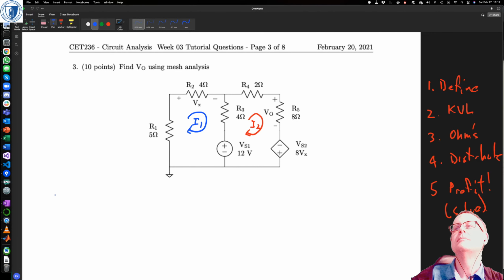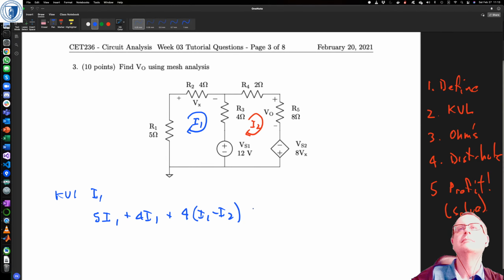doing KVL, you have the voltage through the 5 ohm resistor, which would be 5 times I1, plus the next resistor, which is 4 times I1, and then the middle resistor, which you'd have 4 times I1 minus I2 in this configuration. And then since you're going backwards through the voltage source, you consider that a voltage drop, and you say plus 12, going plus to minus through it. And that'd be 0. Okay, and then for I2?